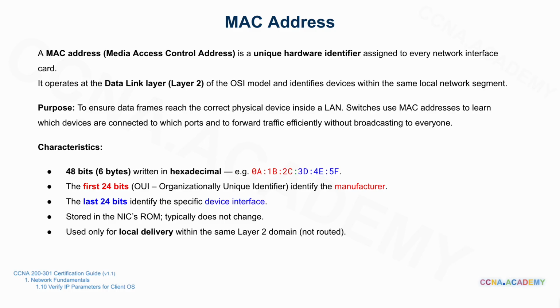A MAC address, or Media Access Control Address, is the unique hardware ID built into every network interface card. Think of it as the hardware fingerprint for the device. It operates at Layer 2, the data link layer, and helps switches deliver frames to the right device inside a LAN. Each MAC address is 48 bits, written in hexadecimal. The first half identifies the manufacturer, and the second half identifies the specific device. It's stored permanently in the NIC and used only for local delivery within the same network segment. Routers use ARP to map IP addresses to MACs, so when one device wants to reach another locally, it sends a frame directly to that MAC address.